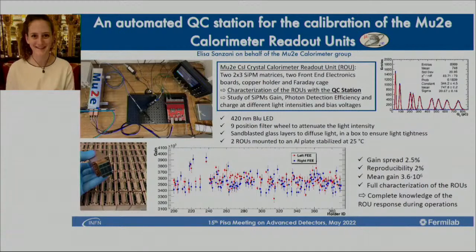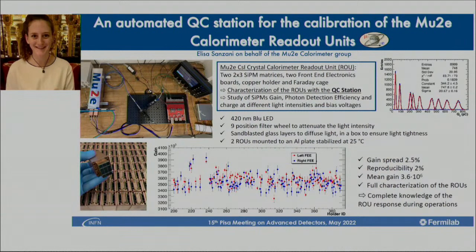And next is the automated quality control station for the calibration of the Mu2e calorimeter readout unit. This calorimeter uses cesium iodide, about 700 crystals, and this is read out by silicon PMs.